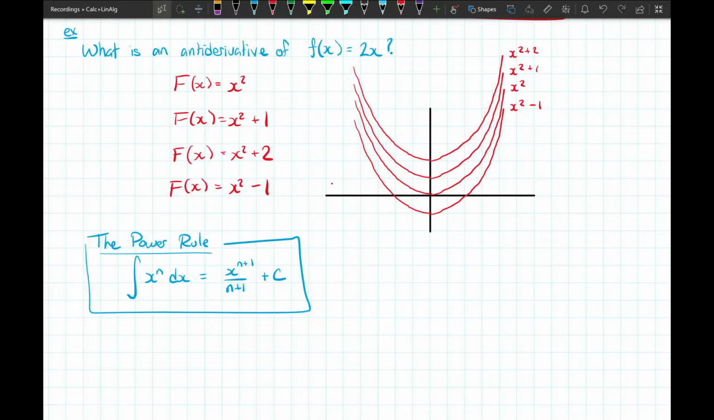But now we have to reverse that process, and so we start by increasing the power by 1 and then dividing by the new power. However, what's going to be a little bit of a problem here is in the case where n is equal to minus 1. But that's okay, we'll deal with that in a moment. Don't forget, though, that when we apply the power rule, we should always add an arbitrary constant.